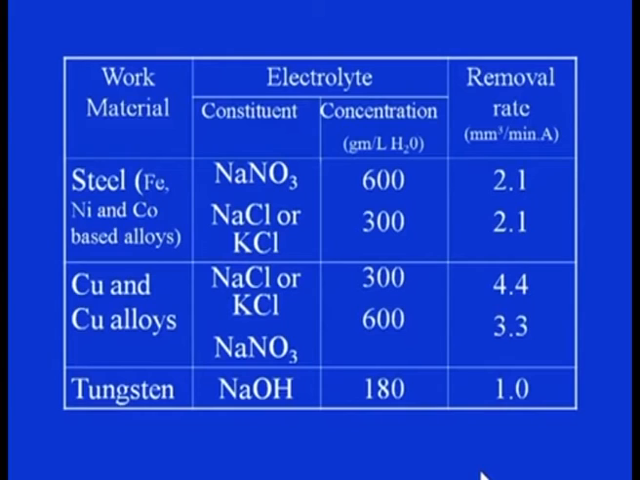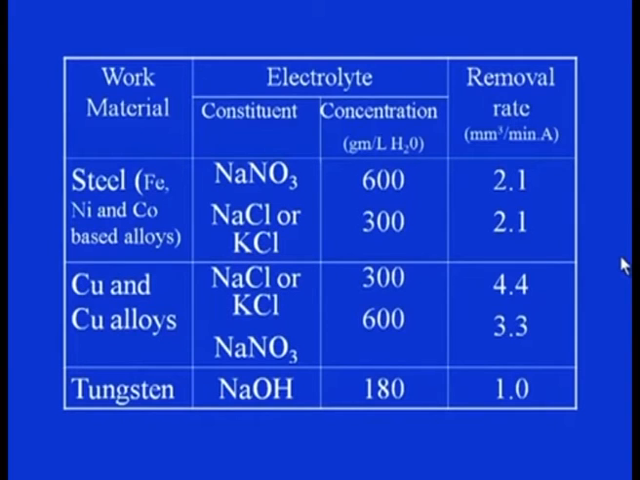Similarly, for steel, sodium nitrate, sodium chloride or potassium chloride are the electrolytes suggested with material removal rate of 2.1 millimeter cube per minute per ampere. Then for copper and copper alloys, generally sodium chloride or potassium chloride or sodium nitrates are recommended. In this case, material removal rates are found to be slightly higher, that is 4.4 with sodium chloride and potassium chloride, and 3.3 with sodium nitrate solutions or electrolytes.